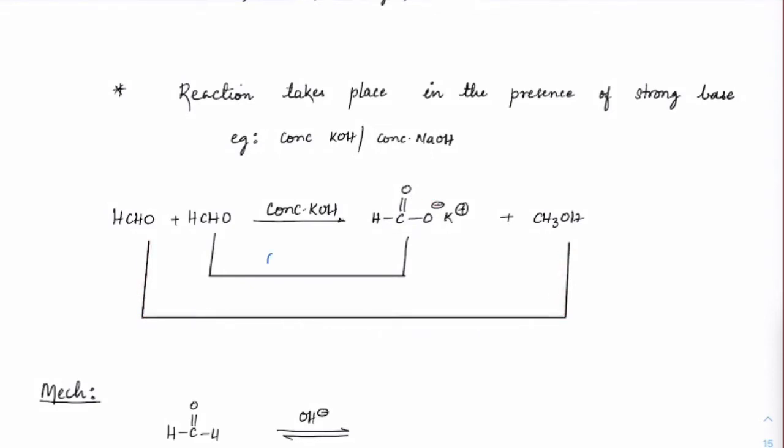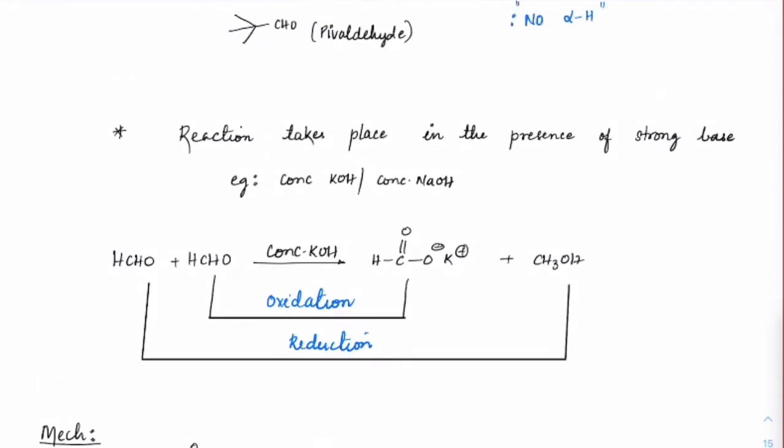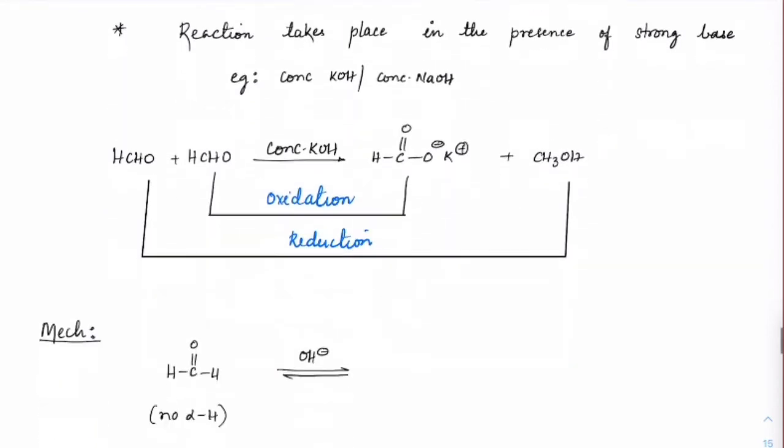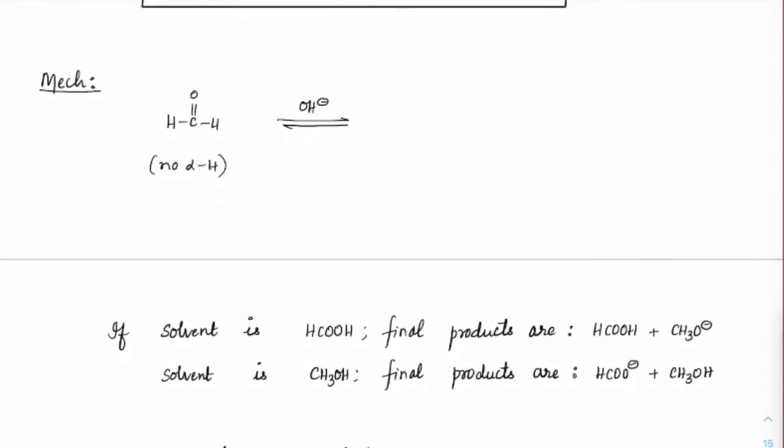So we will see oxidation as well as reduction happening in the same molecule, which means it is a disproportionation reaction. So if you consider the same aldehydes, we will have a disproportionation reaction taking place here. Let's see the mechanism, what is going to happen here.